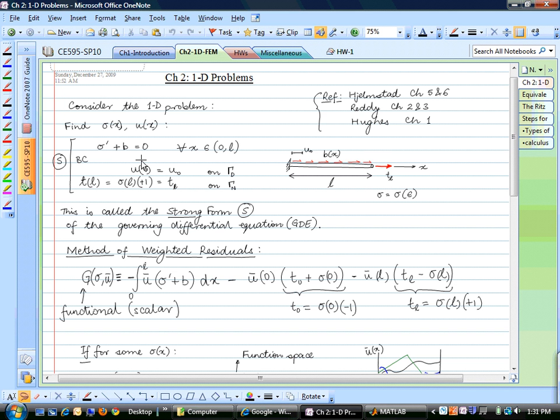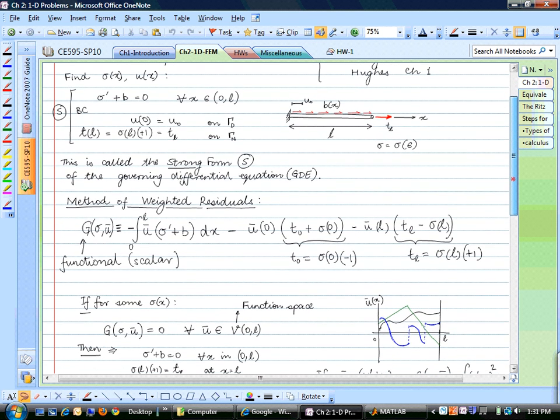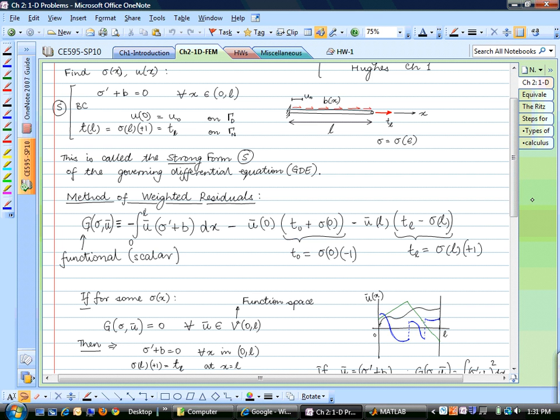Whenever we write down the governing differential equation along with its boundary conditions, this is called the strong form. And the way we are going to try to solve this in an integral sense is by using what is called the method of weighted residuals. Now this is a standard step in all finite element formulations. The first step you do is take your governing differential equation, multiply it with a virtual displacement function.